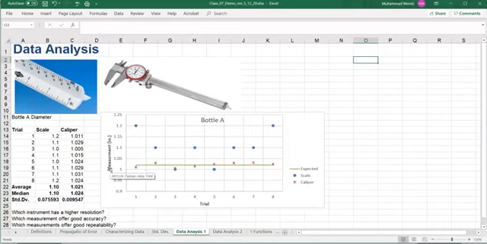So if we talk about accuracy, then the caliper will be more accurate than the scale. And also, if we talk about repeatability, you can see every time we repeat, you get almost the same, close numbers, so that's more repeatable, which means more precise results than what we get from the scale.